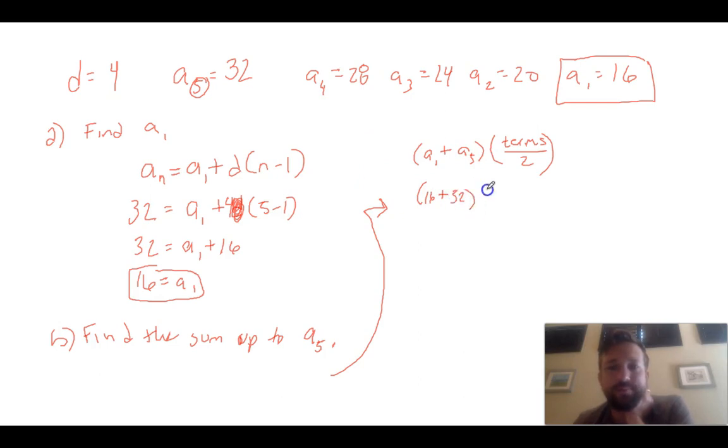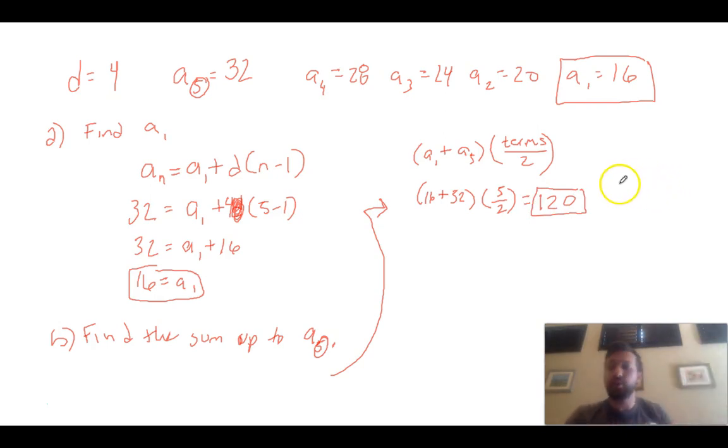Okay, the number of terms. Now remember, there are two ways to do it. This is probably the easiest: I'm doing it up to A5, so I have 5 terms, divided by 2. And we just worked this out. So 32 plus 16 is what I'm going to do first. 32 plus 16 comes out to 48, times 5 divided by 2. That equals 120. And there we go. And that's everything. So do that.